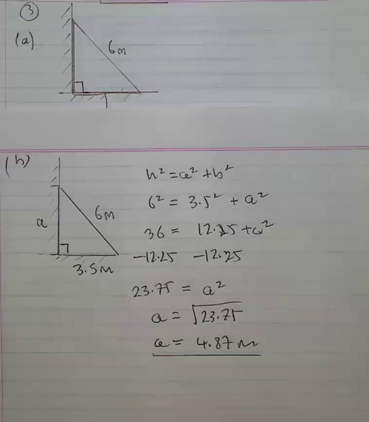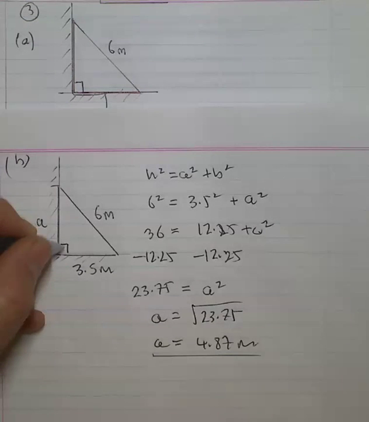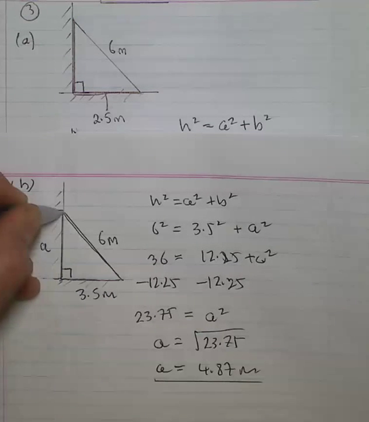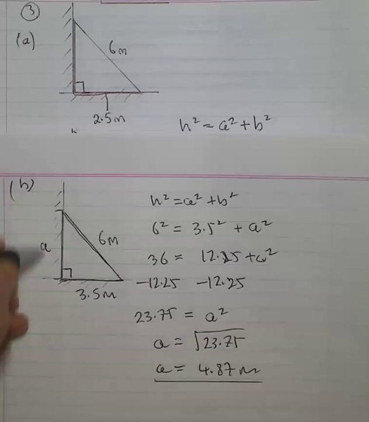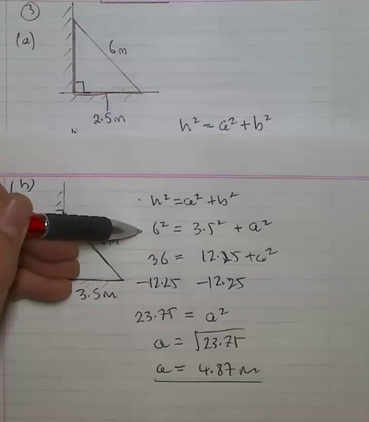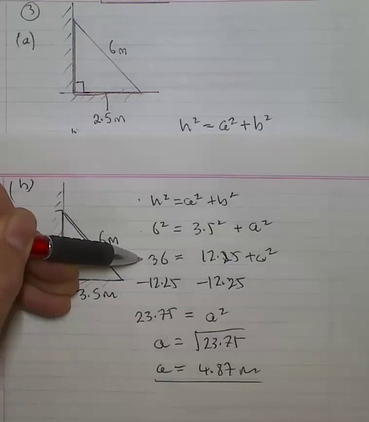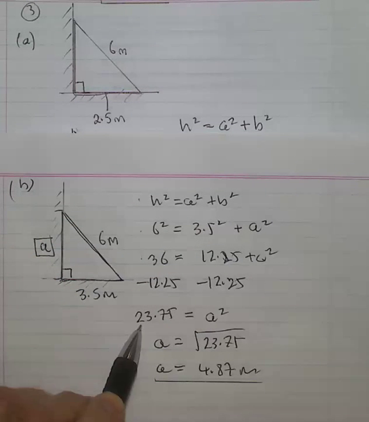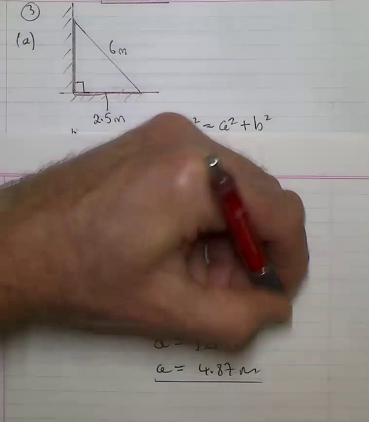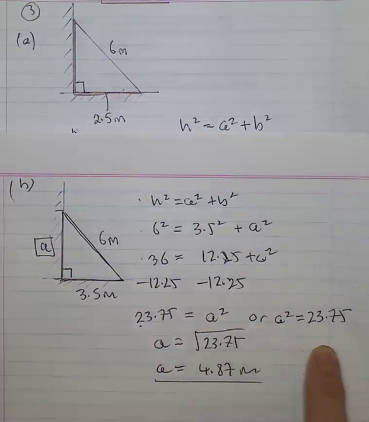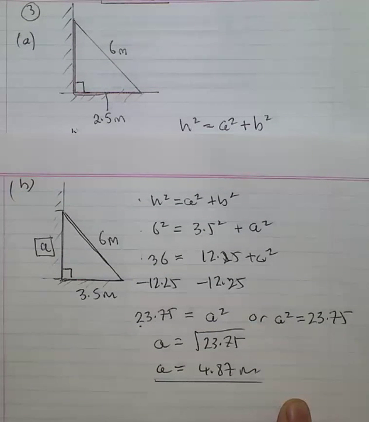Continuing on with question 3, if that ladder was to move 1 metre further out from the wall, it's now 3.5 metres out from the wall. And question B is really a repeat of what we did in A. I've written the formula, worked my numbers out, done the squaring, taken the 12.25 from both sides, and clearly the answer isn't 23.75. I could have written A squared is equal to 23.75 there. So I take the square root and my answer is 4.87 metres.